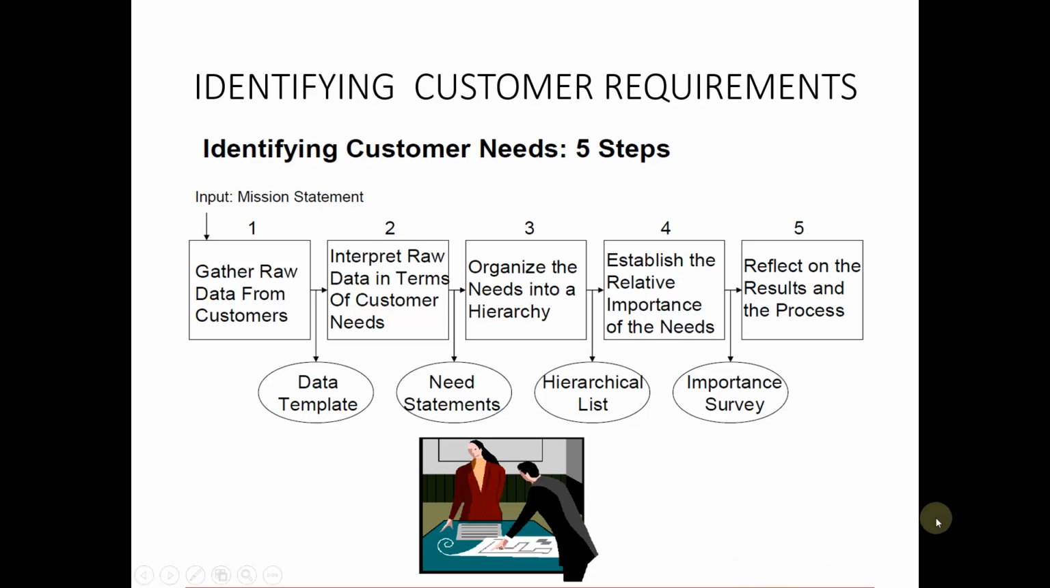And you can see here there are certain documents or byproducts that are produced in between the stages. There is a data template which is made in between the first and second stages, need statements which is made between second and third, hierarchical list between the third and fourth stages, and importance survey, that is a document created between the fourth and the fifth stage. So we will see each of these stages now.